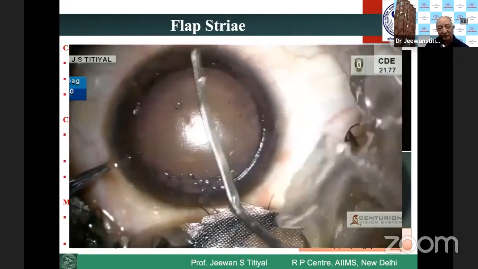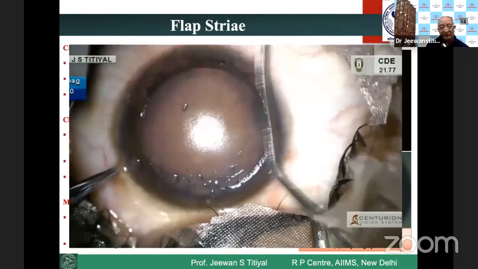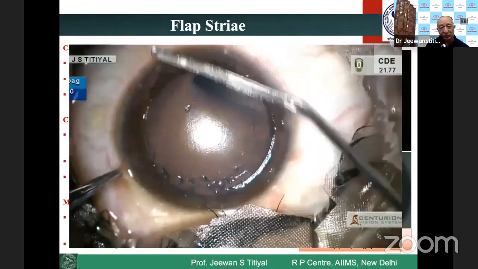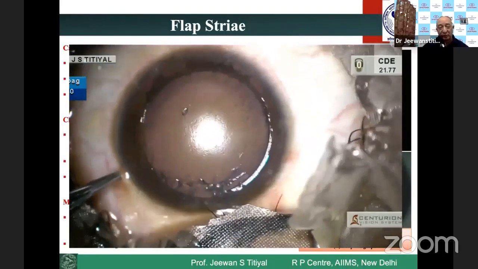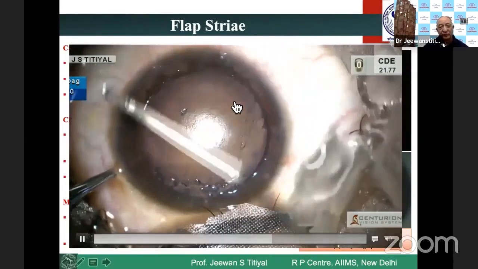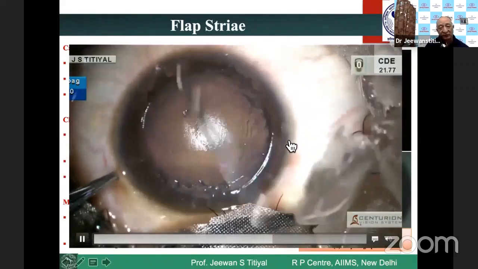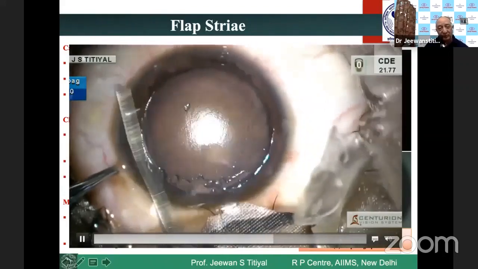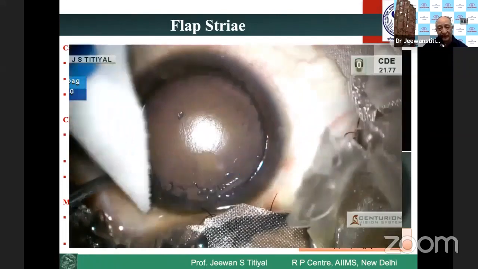And you have to lift the flap, hydrate the flap sometimes, and iron it out from both sides, anterior and posterior, to create a smooth bed. So sometimes in long-standing cases, people may have to put sutures to iron out this flap, and sutures should be put perpendicular to the folds in these cases.